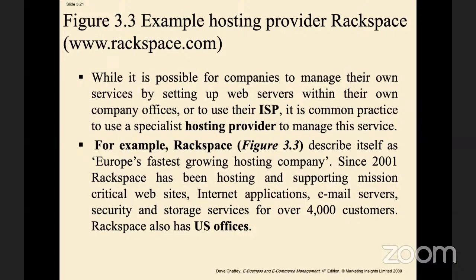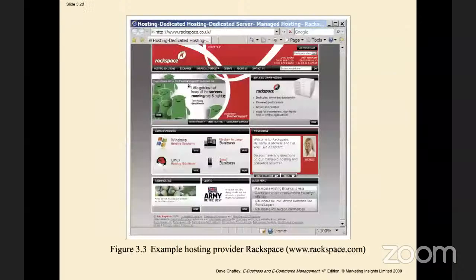So it's a very big company. It has a very big profile with 4,000 customers, and it has an office in the USA, and it has developed its business activities in different places in the international market. So here is the interface of Rackspace. It is providing different types of facilities and different types of services.